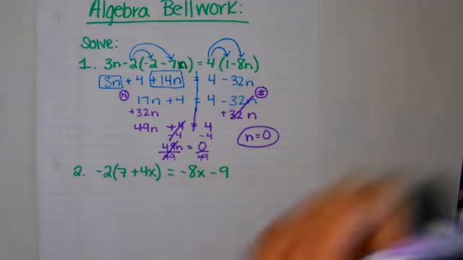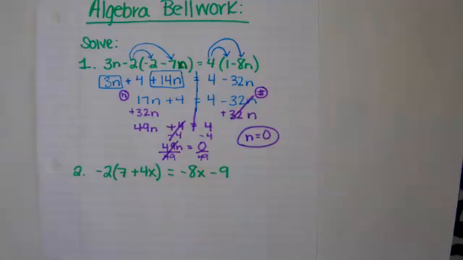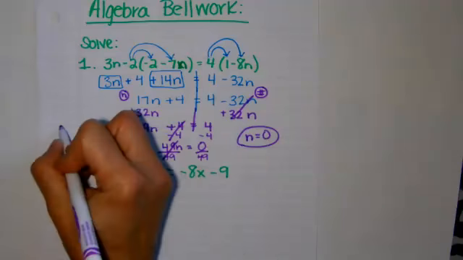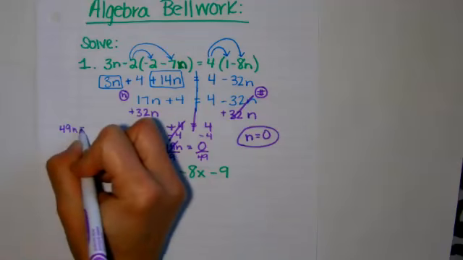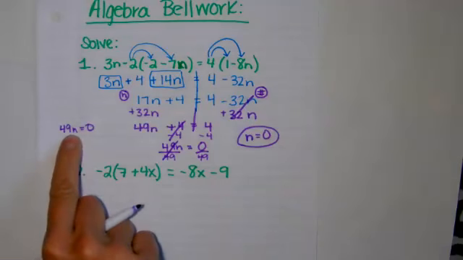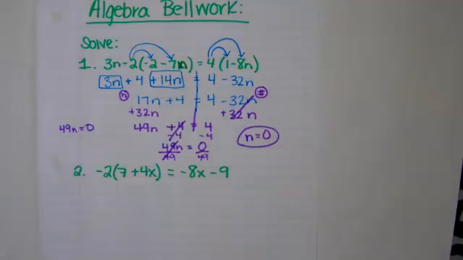But remember, the cheat is that from yesterday, if there's any number on that side, so in this case, 49n equals 0, if the number is on the left here, then it has to equal 0. Okay, let's do this one now.